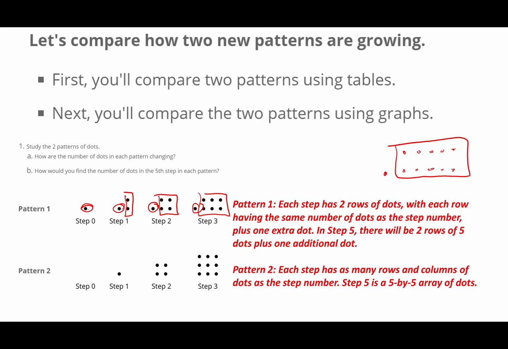So for step 0, 0 rows of 0 columns, there's no dots. Step 1, 1 row of 1 column, we have 1 dot. Step 2, we have 2 rows and 2 columns. Step 3, we have 3 rows and 3 columns. So that means that step 5 would be a 5 by 5 array, so 5 columns and 5 rows.